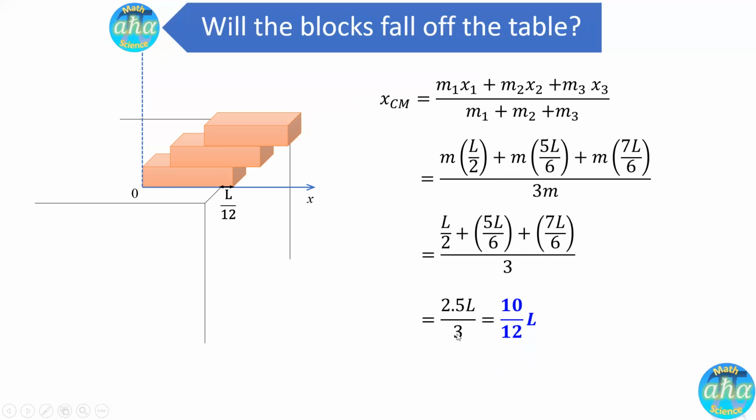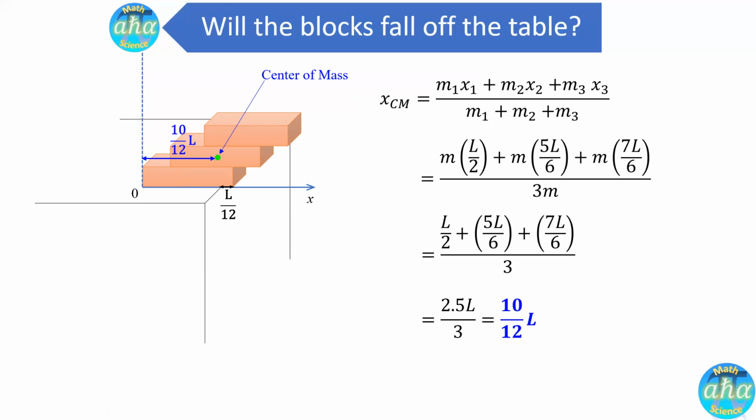And 2.5L/3. We can write this nicely in terms of a fraction. So multiply by 4 on both top and bottom. 3 times 4 is 12. 2.5 times 4 is 10. So it's 10L/12. So this is the center of mass of our three blocks. We can label the center of mass, and this 10L/12 is measured with respect to the origin, which is this edge here. So that's 10L/12.